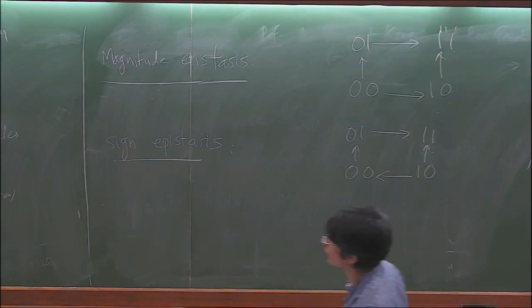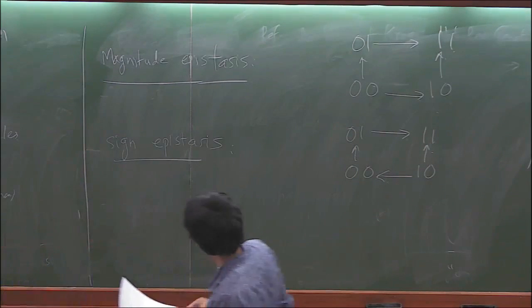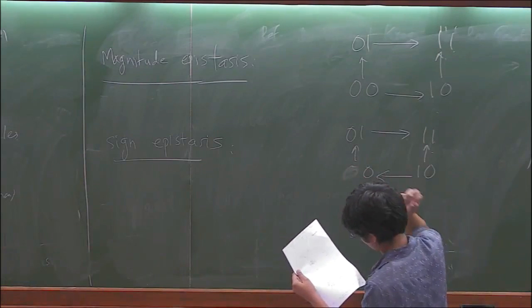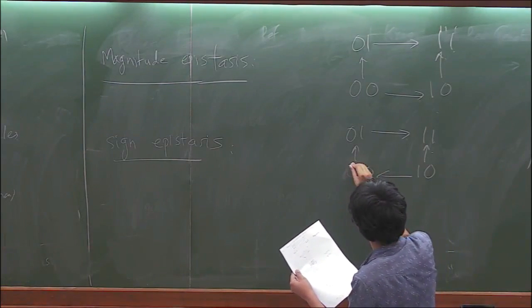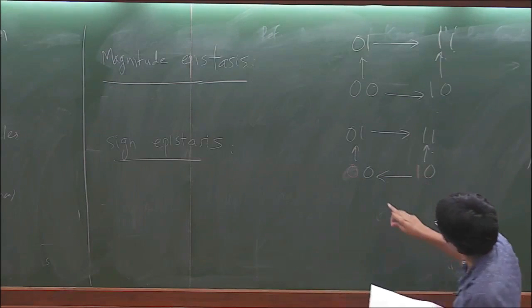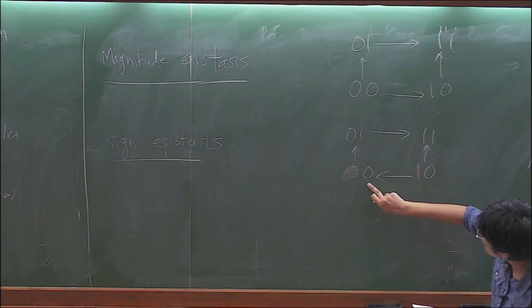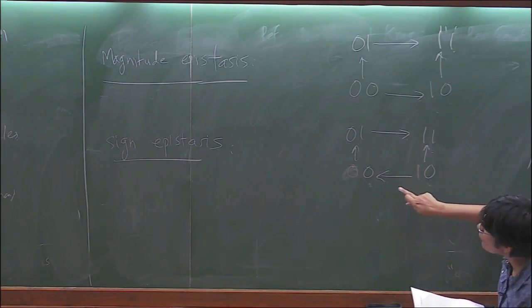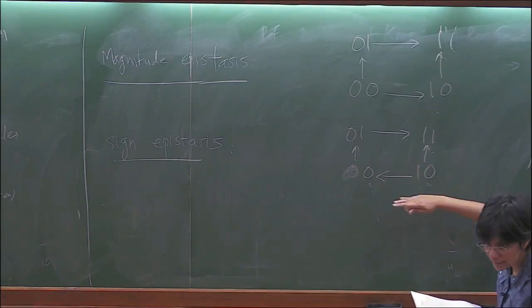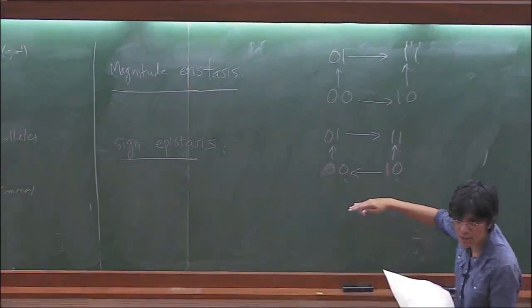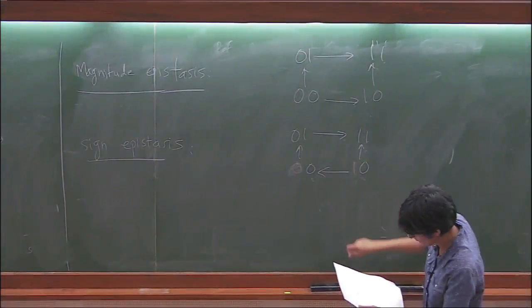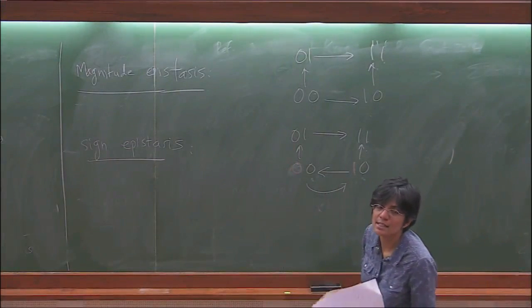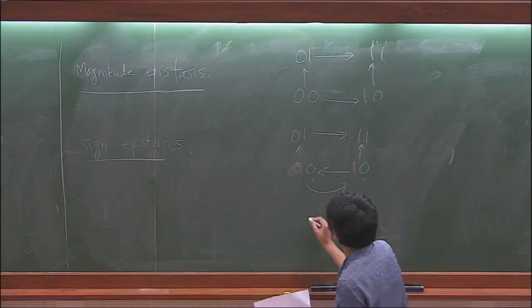Okay, so let's just have a look. So if I keep the background to be 0 and I make a change from 0 to 1, the fitness is decreasing. So I said the arrow is in the increasing fitness direction. So in this case, fitness is decreasing. So such a mutation is deleterious. It's a bad mutation. The word is deleterious.